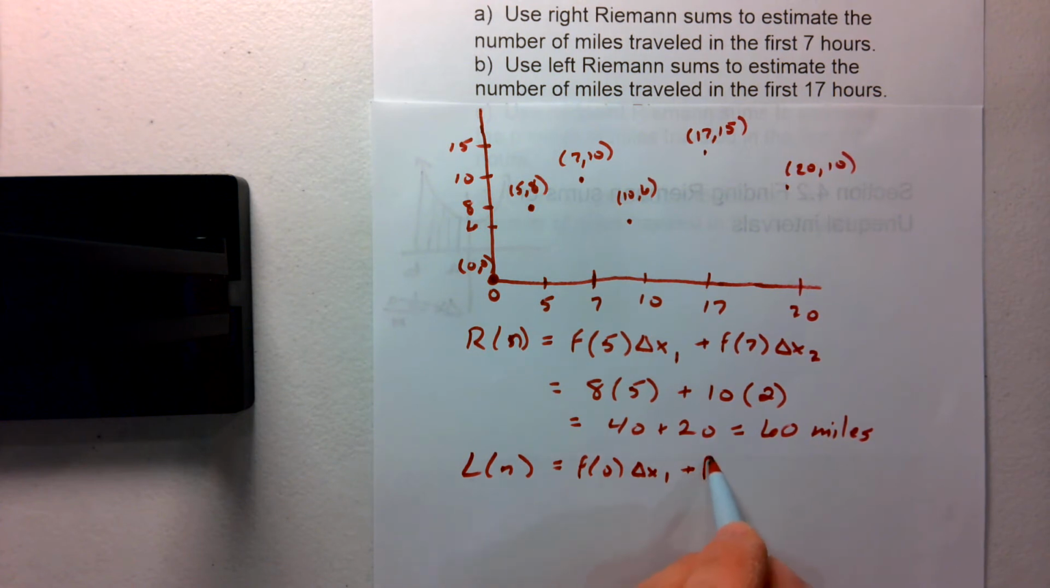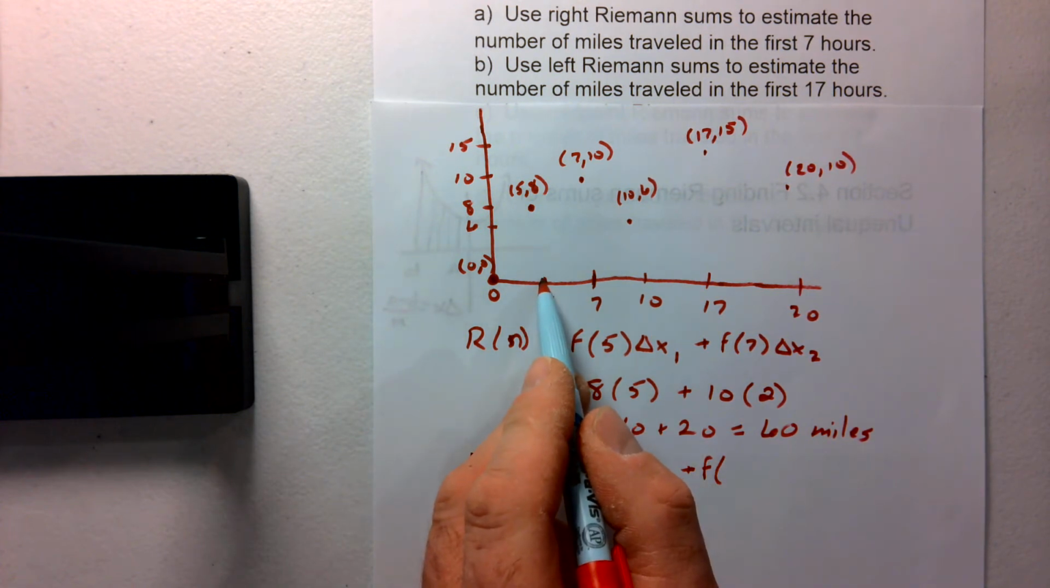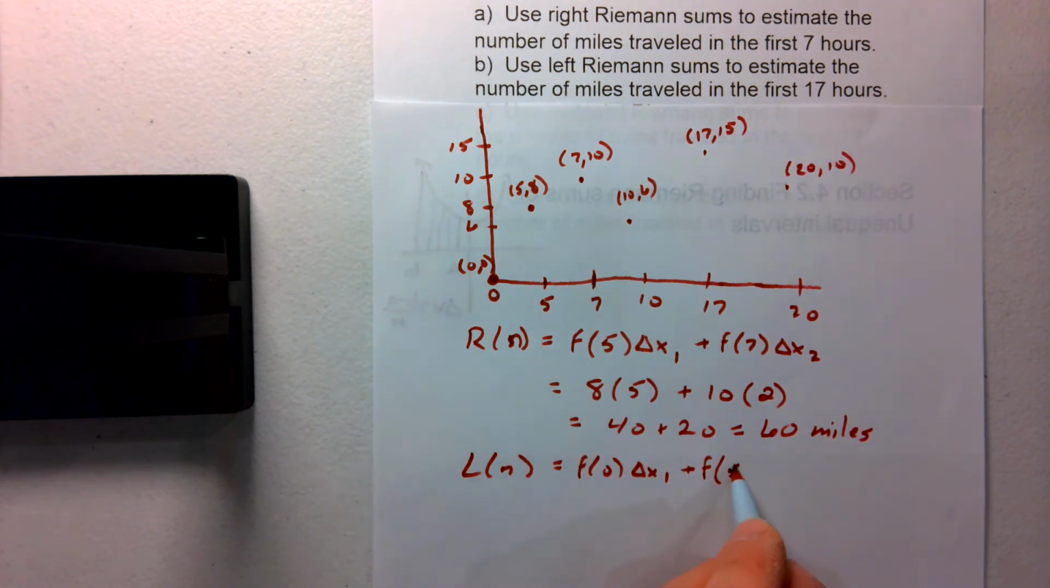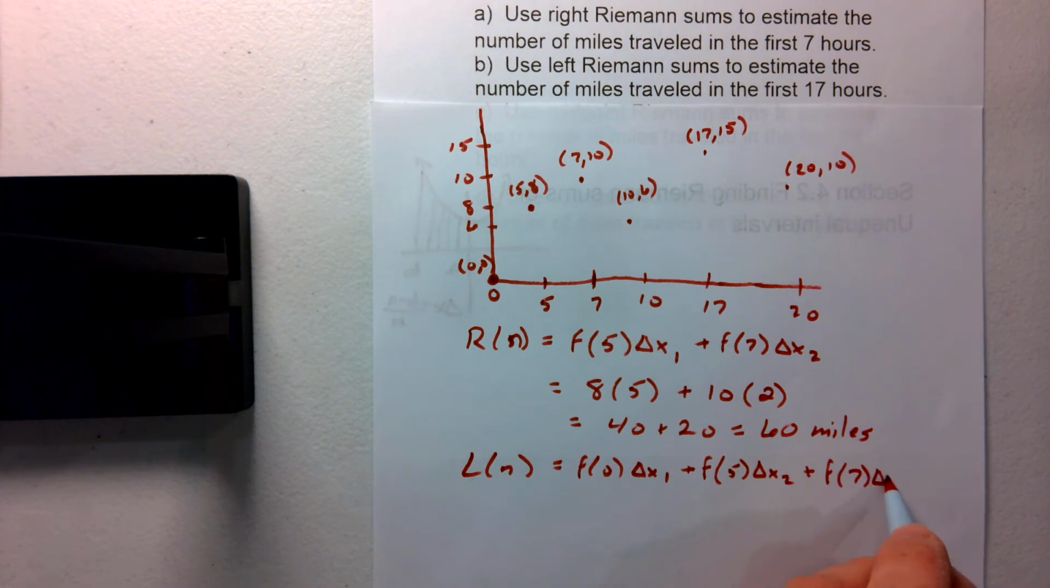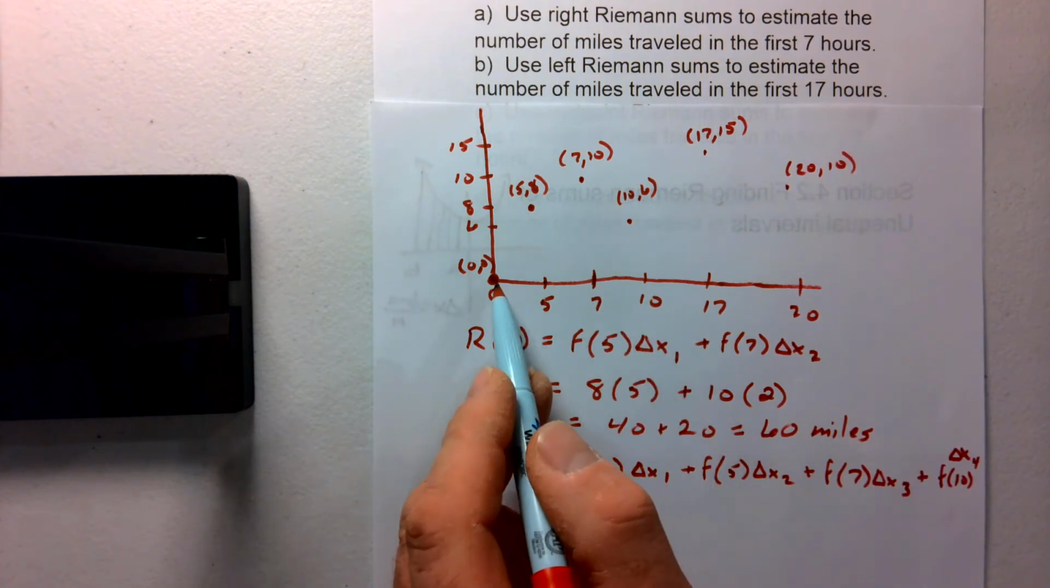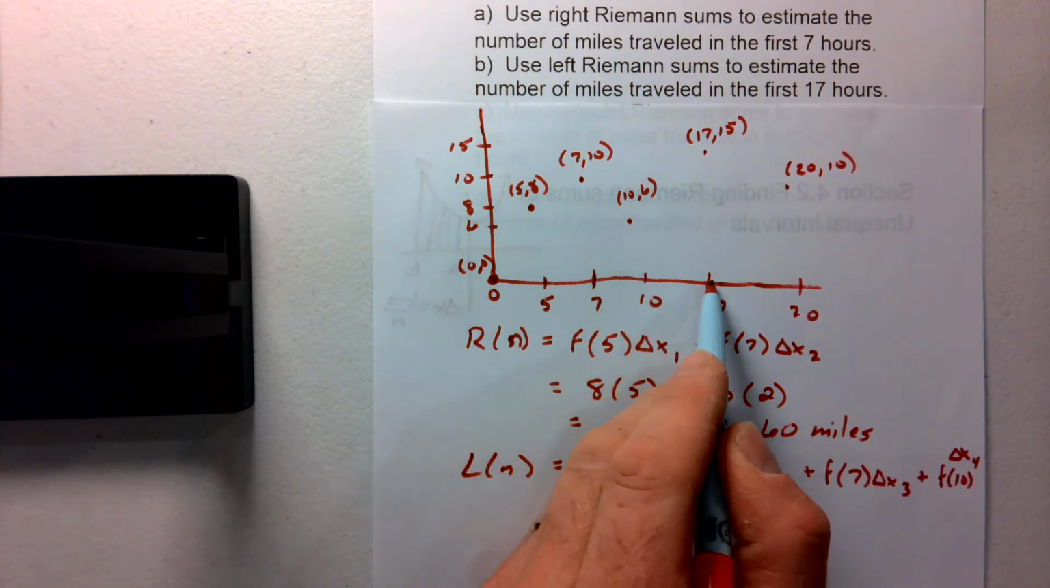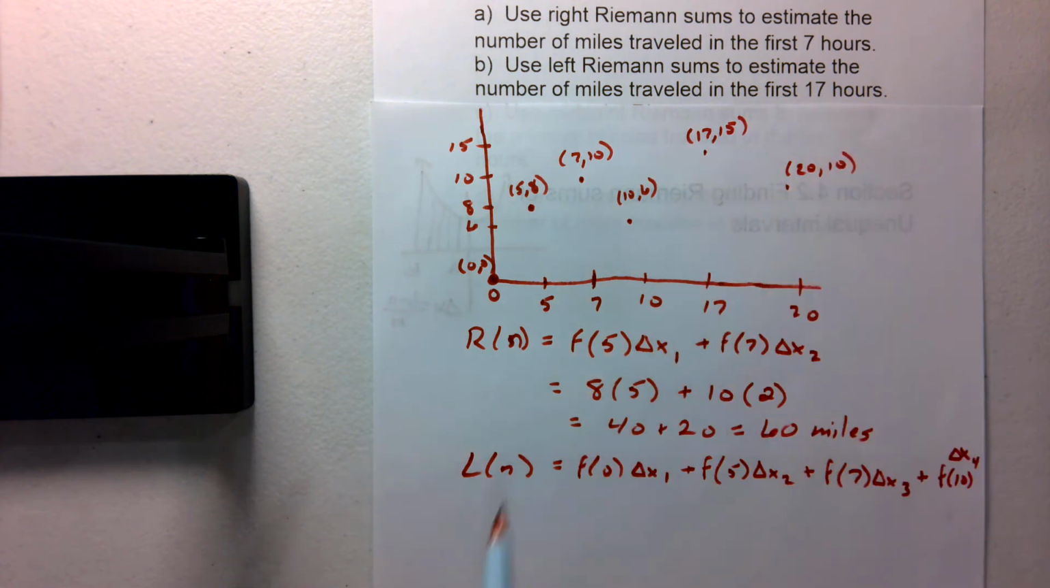To that we're going to add f of 5, that's my next left point that I know something about, times delta x2, plus f of 7, delta x3, plus f of 10. And that's going to be times delta x sub 4. And that's going to be where we're going to end, because once we get to 17, we'll have the first 17 hours covered. So f of 0 was 0 times delta x, which is 5.